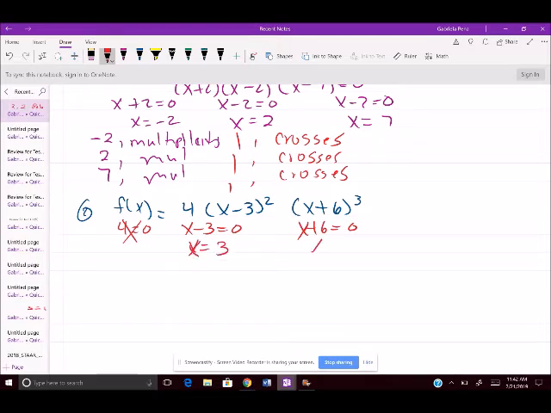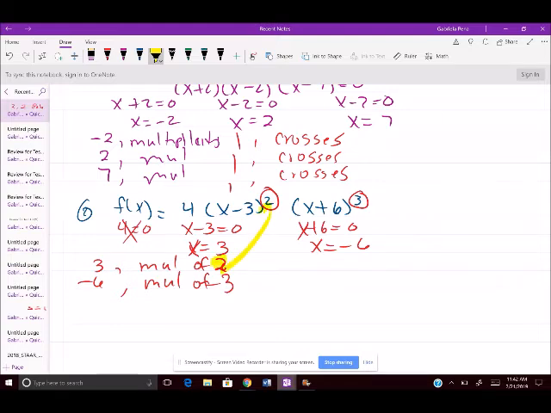A positive 3, and this becomes a negative 6. So I just have 3 and negative 6, right? But what is the multiplicity of that 3? 2. How do I know? Because of that 2 right there. Multiplicity of 2. What is my multiplicity of the negative 6? 3. So it has to do this 2 with that 2, this 3 with that 3.